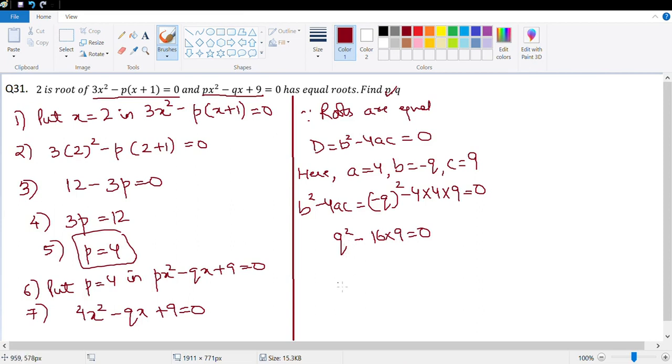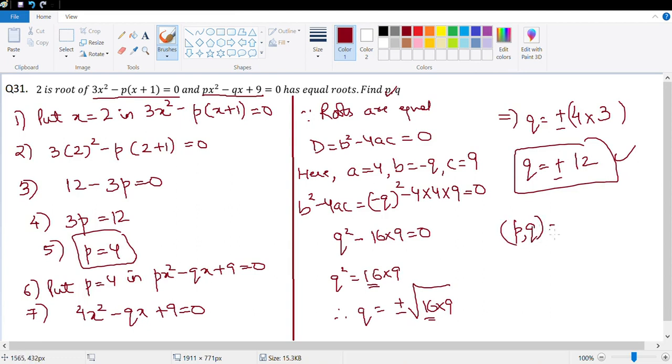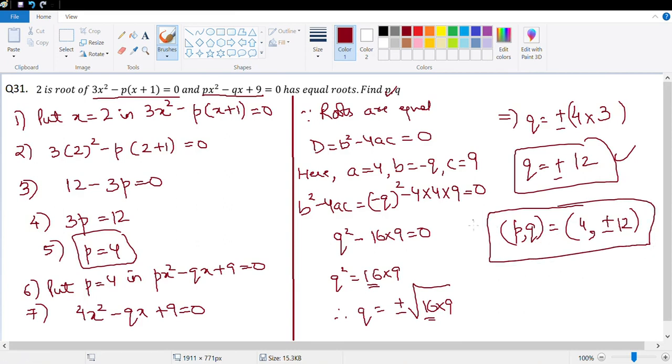So q square is equal to 16 into 9, which means q is equal to plus minus the square root of 16 into 9, which means q is equal to plus minus the square root of 16, that's 4, times the square root of 9, that's 3, which means q is equal to plus minus 12. Perfect, that's our answer. So they wanted us to calculate p and q. So p is equal to 4 and q can be plus or minus 12. Good, let's look at the next question.